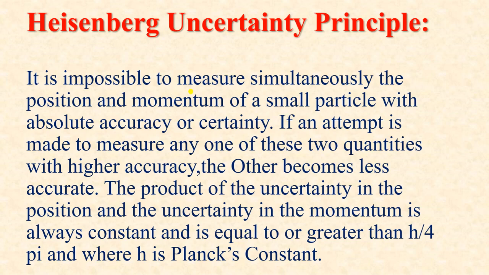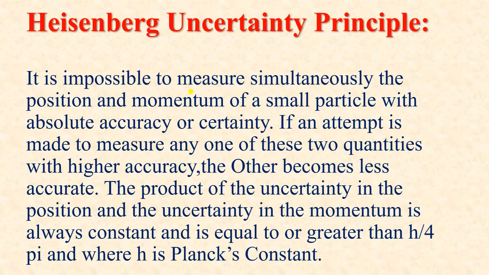As we have studied earlier, according to Heisenberg, it is impossible to find out exact position and exact momentum of a small size particle simultaneously with high accuracy. If we want to find out exact position, then momentum will become less accurate. And if we want to find out exact momentum, then position will become less accurate.